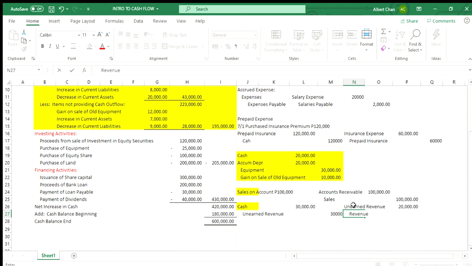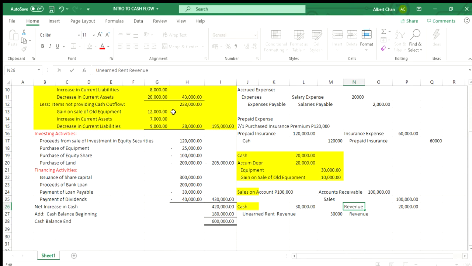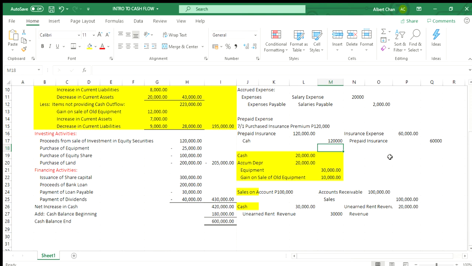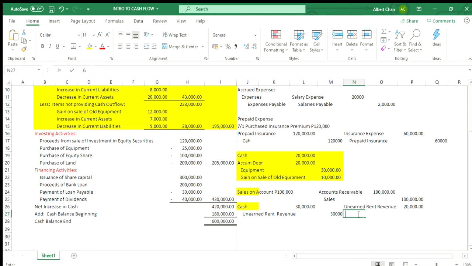So if that is rent, this will become unearned rent revenue. If you earn 20,000 of the 30,000, you have to reduce your unearned rent revenue, which is a liability, because that part, the 20,000 of the 30,000, will be considered earned. So your credit is rent revenue, 20,000.